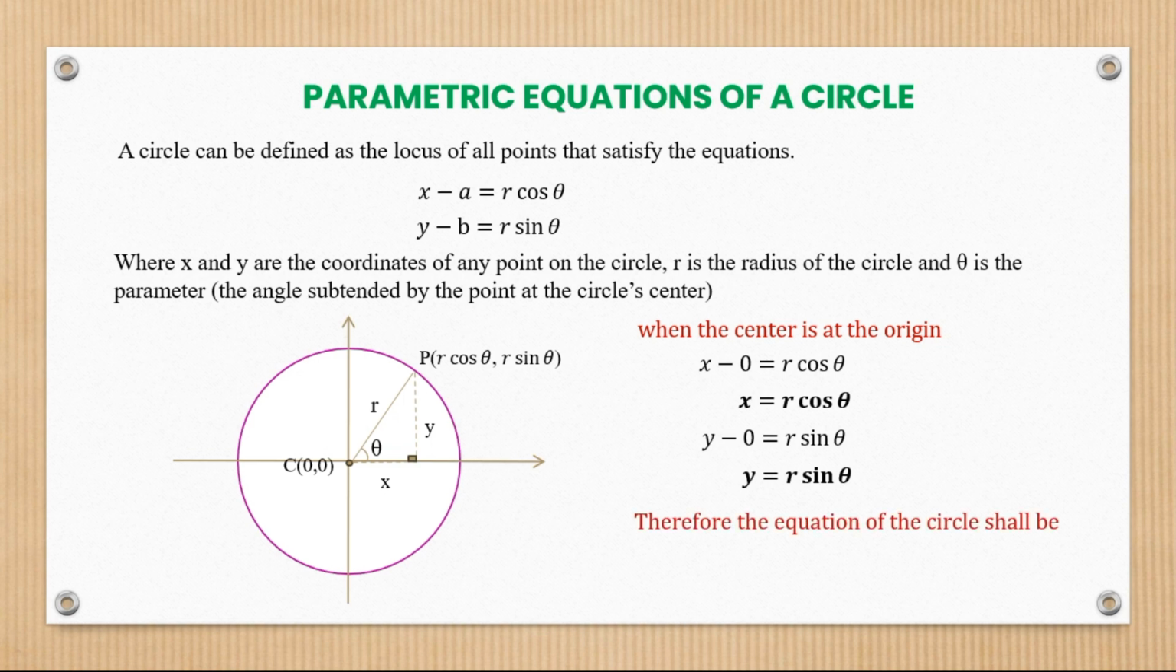Now what does this mean about the equation of the circle? The equation of the circle, which you remember is usually x minus a squared plus y minus b squared is equal to r squared. Since a and b are 0, we shall have the equation of the circle, when the center is at the origin, being x squared plus y squared equal to r squared.